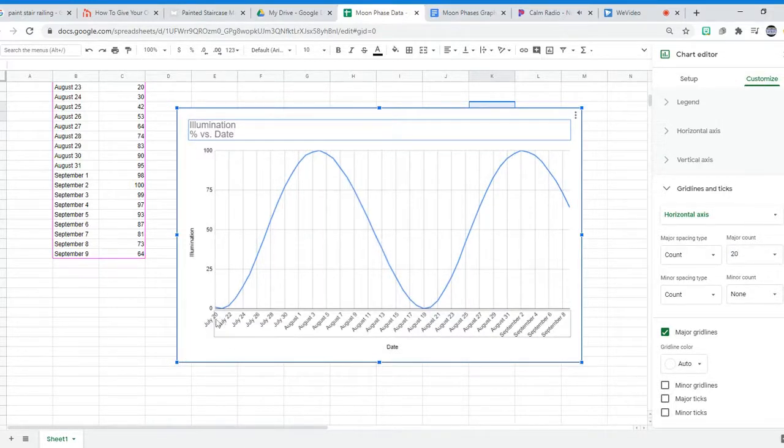So there's July 20th, July 22nd. If I wanted to find out where the highest percentage was at that point, I could look down and see that's in between August 3rd and 5th, so that'd be August 4th. It's a little bit easier to read.